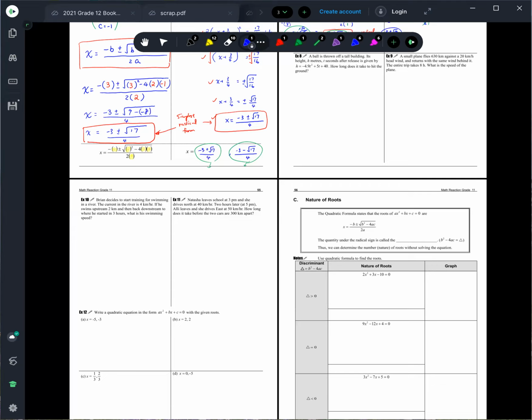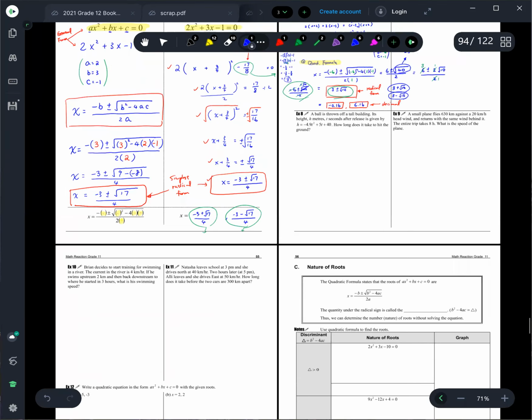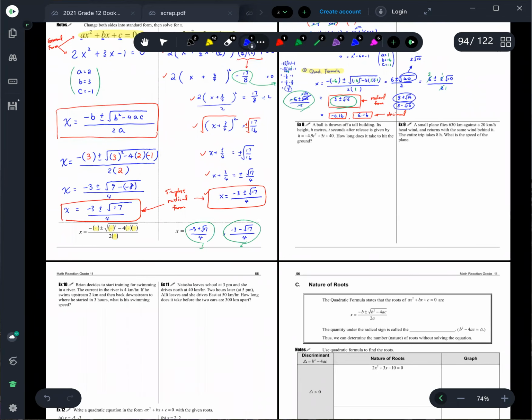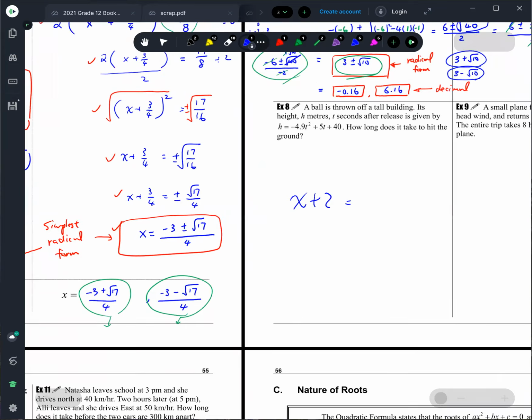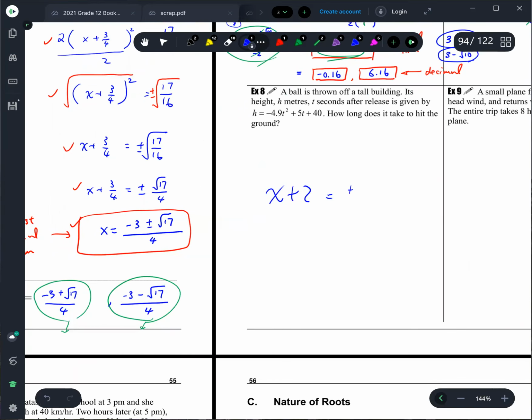Okay, for your number 2A, let's just look at number 2A, because you're almost done. You got to here, right? X plus 2 equals, what did you write on the right side? Plus and minus root 6 over 2.